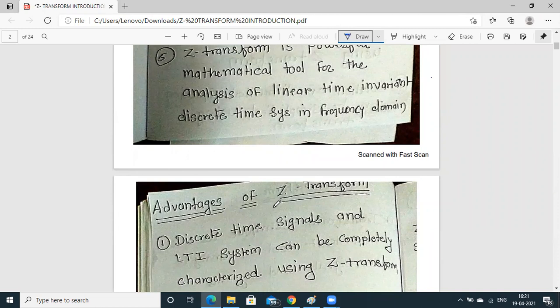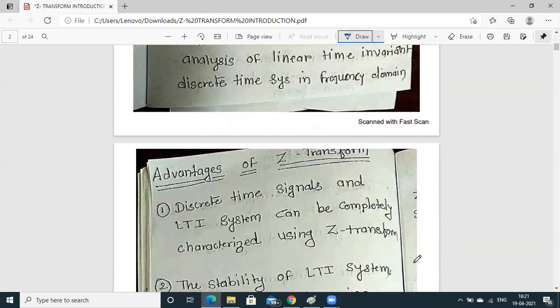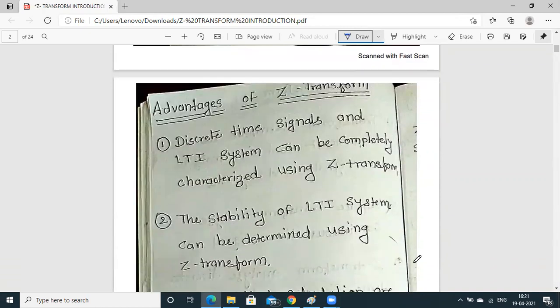Now we will see what are the advantages of Z transform. Discrete time signal and LTI system can be completely characterized by using the Z transform. So Z transform is used to characterize the discrete time signal and the LTI system also. We can define the stability of an LTI system by using the Z transform. So stability of an LTI system can be determined by using the Z transform.